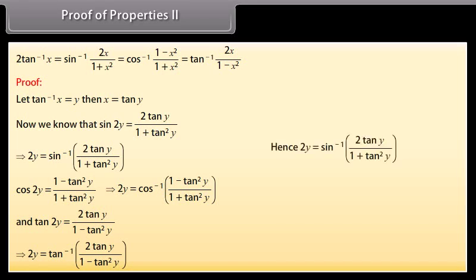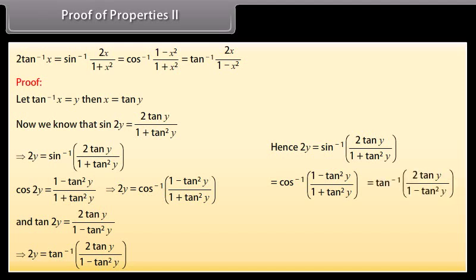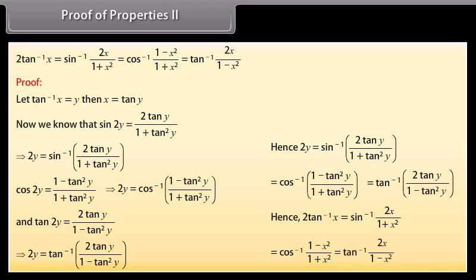Hence, 2y is equal to sin inverse of 2 tan y by 1 plus tan square y, which is equal to cos inverse of 1 minus tan square y by 1 plus tan square y, which is equal to tan inverse of 2 tan y by 1 minus tan square y. Hence, 2 tan inverse x is equal to sin inverse of 2x by 1 plus x square, which is equal to cos inverse of 1 minus x square by 1 plus x square, which is equal to tan inverse of 2x by 1 minus x square.